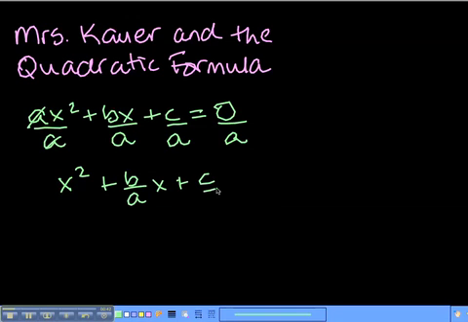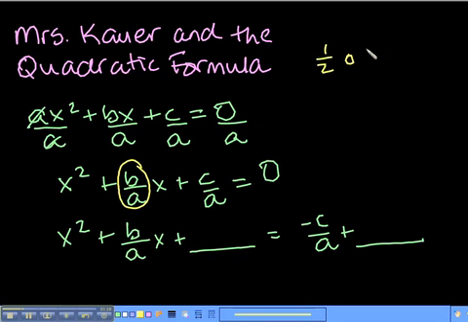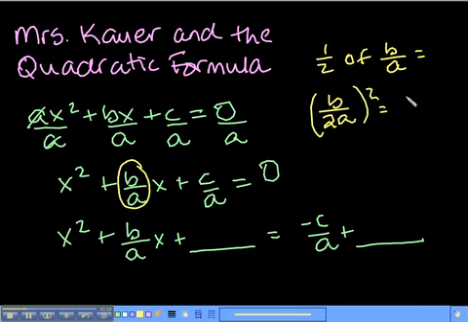So in order to solve this equation, I'm going to complete the square. We show that by adding something to both sides of the equation, and we have to figure out what that something is. How we do that is we take half of this term right here. Half of b over a equals b over 2a, and when I square that, I get b squared over 4a squared. And that's the term that goes right here.